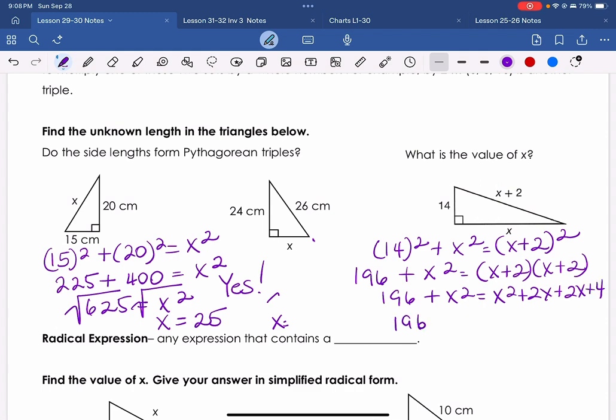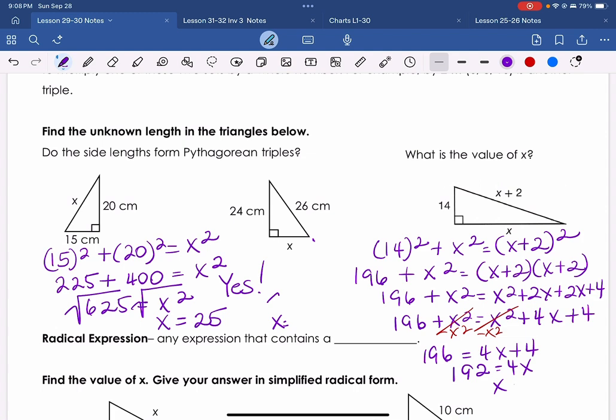When we combine like terms, we're going to get x squared plus 4x plus 4. Notice how beautifully the x squared is going to cancel, because if I subtract x squared on one side and then the other, they go away. So that works out beautifully. And then we have 196 equals 4x plus 4. We subtract the 4 and get 192 equals 4x. And when we divide by 4, we get 48.